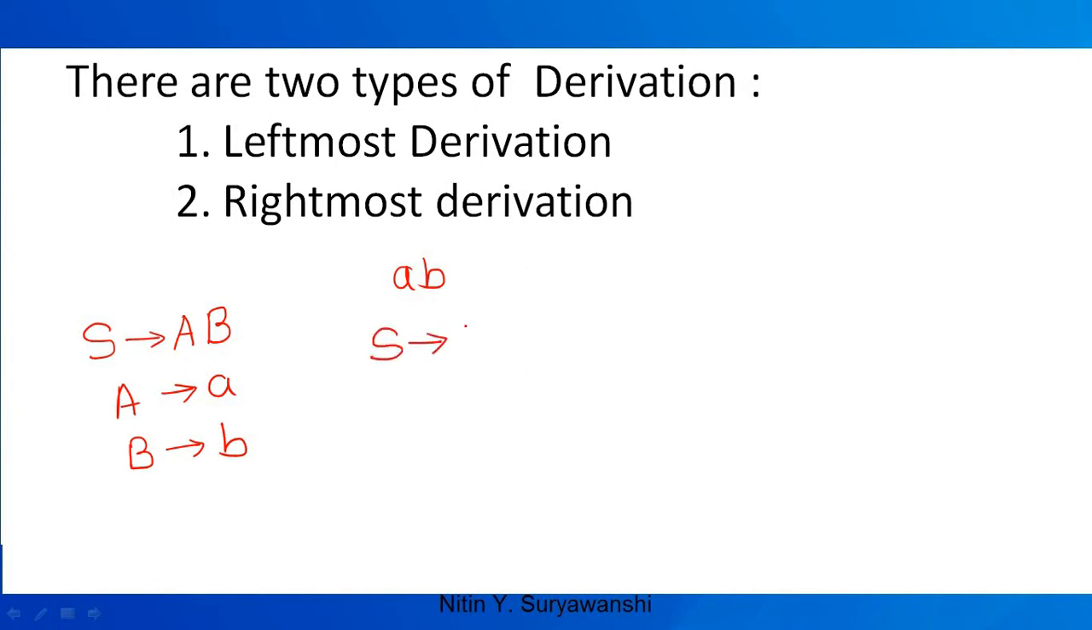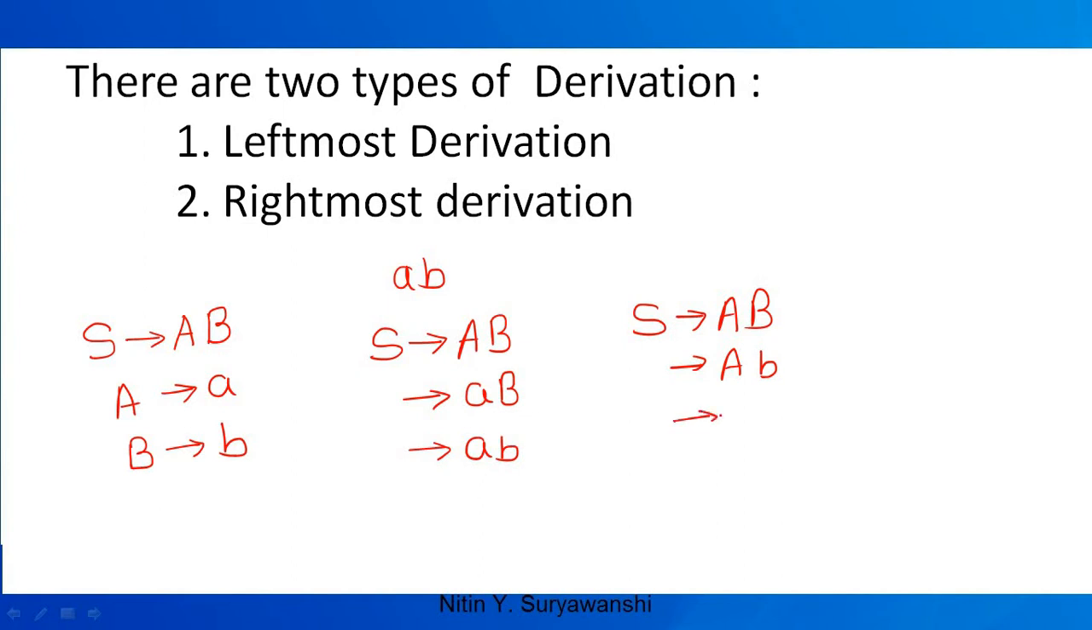So S gives AB, this is the starting production, then A is replaced with small a, then B, then again this capital B is replaced with small b. Then the second derivation is like this: AB, then I replace the capital B with small b, then this capital A with small a, and then I get ab as a product. So what is the difference between these two derivations?